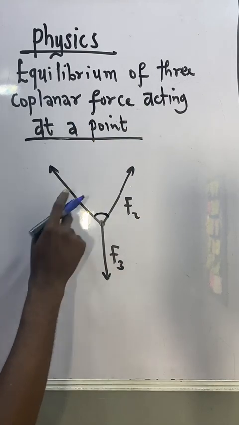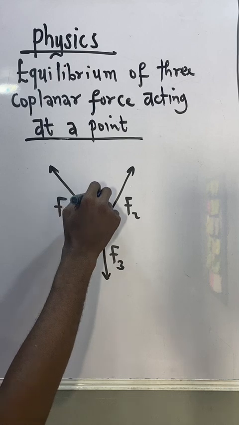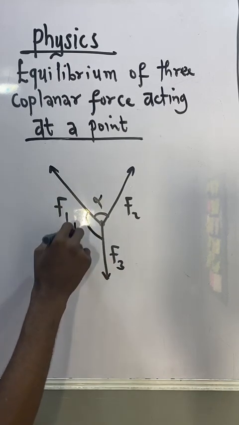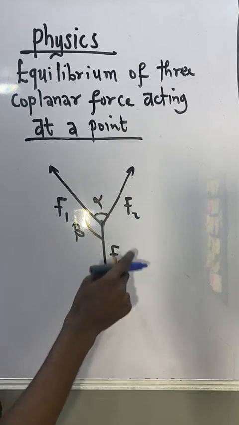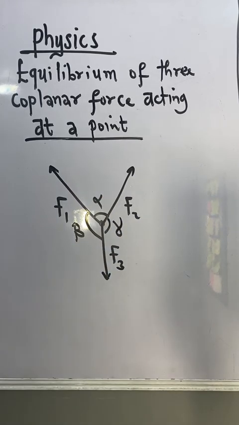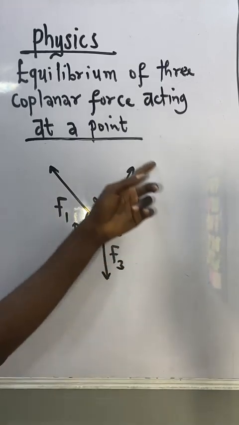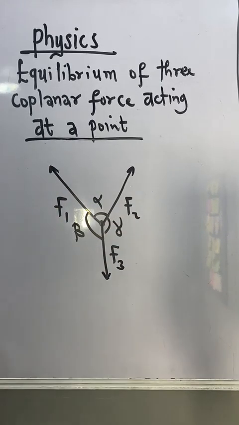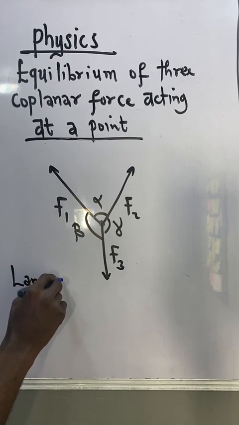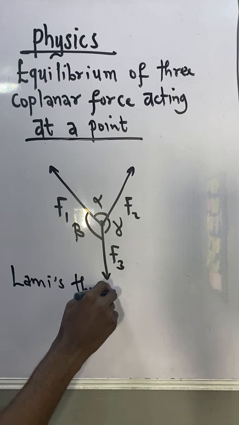Let's say the angle between F1 and F2 is alpha, the angle between F1 and F3 is beta, and the angle between F2 and F3 is gamma. Now, we have several methods to find the solution to this kind of system of forces. One of the best methods is Lami's theorem, and it's the easiest.